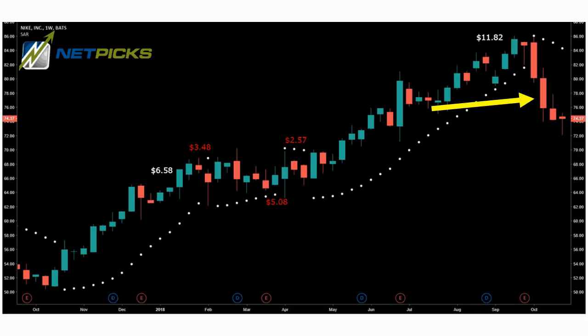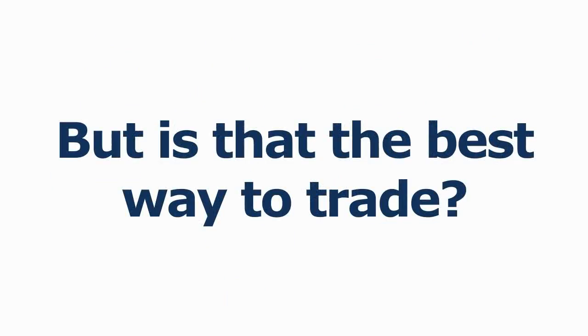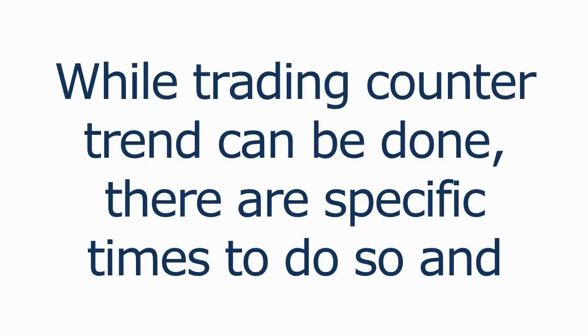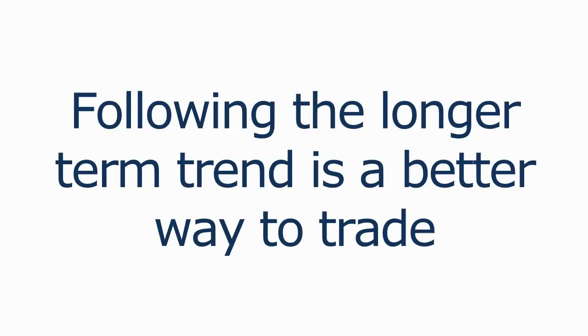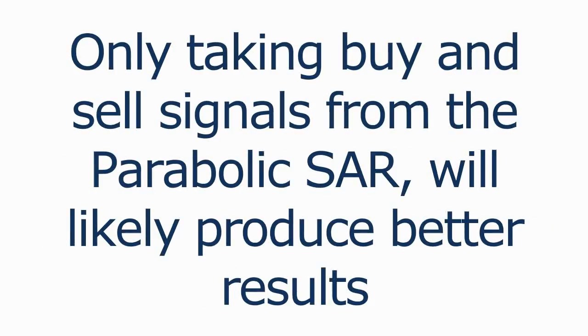Now, since the term SAR stands for stop and reverse, many traders do follow the indicator in that manner. But is that the best way to trade? Trading counter trend can be done, and there are specific times to do so. But for most traders, following the longer-term trend is probably a better way to trade. Using a moving average as a trend following indicator to show the current trend direction, and only taking buy or sell signals from the Parabolic SAR, is probably going to produce better results.